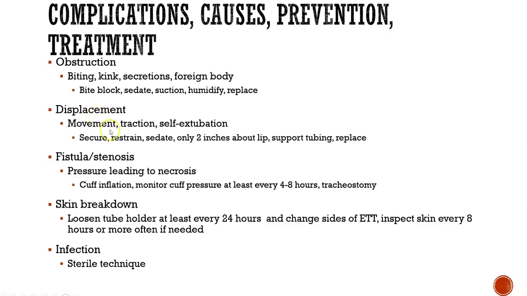And then displacement, so movement, traction, or self-extubation. We want to make sure that our ET tube is secured, the patient's restrained and sedated, and it's only about 2 inches above the lip, and then support the tubing and replace it if needed. Fistulas and stenosis: this is pressure leading to necrosis, from, like I've said, that cuff inflation, so we want to monitor that cuff pressure, and they may need a tracheostomy. Skin breakdown: with the tube holder, they should reposition the tube on the patient every 4 to 6 hours or so.